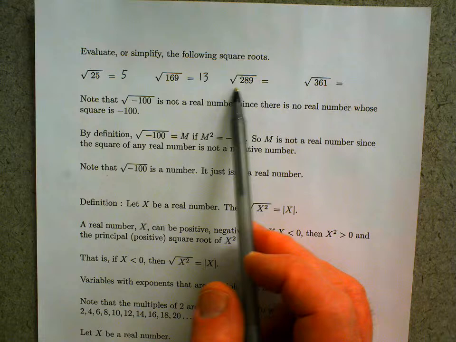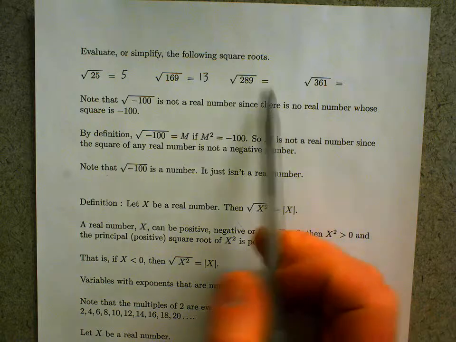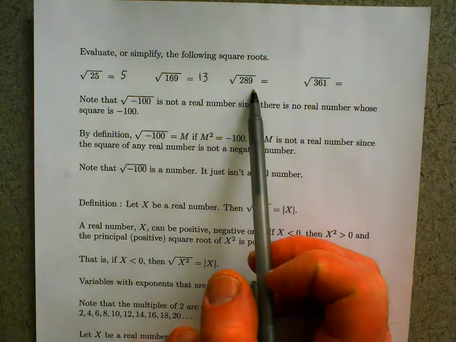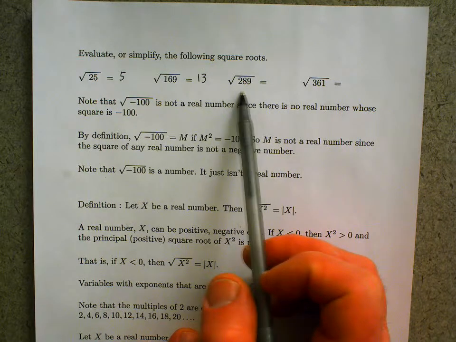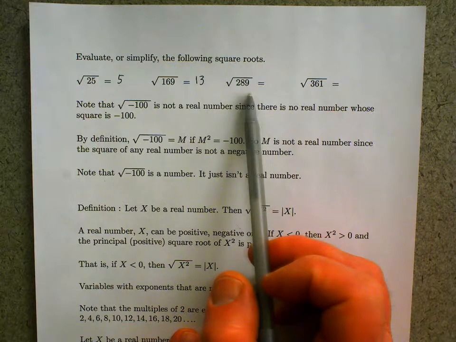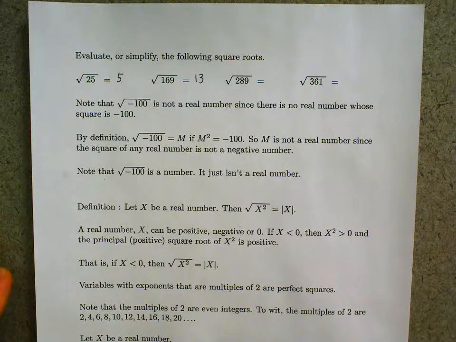And the principal square root of 289. So what's that one? See if anybody's awake. What's the principal square root of 289? So a hint is 289 is a perfect square.